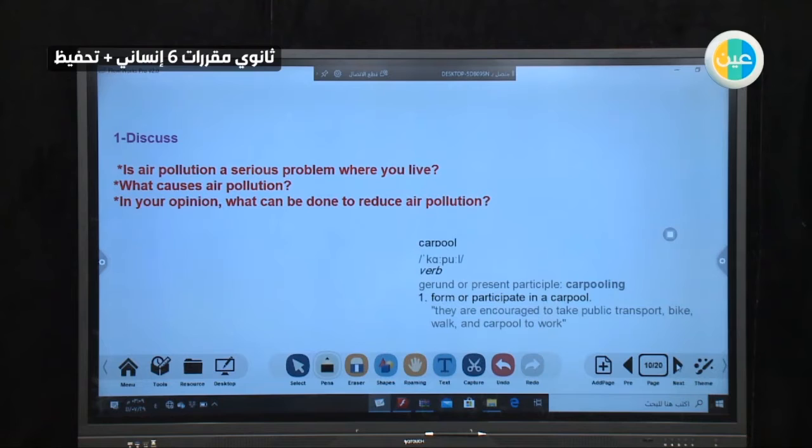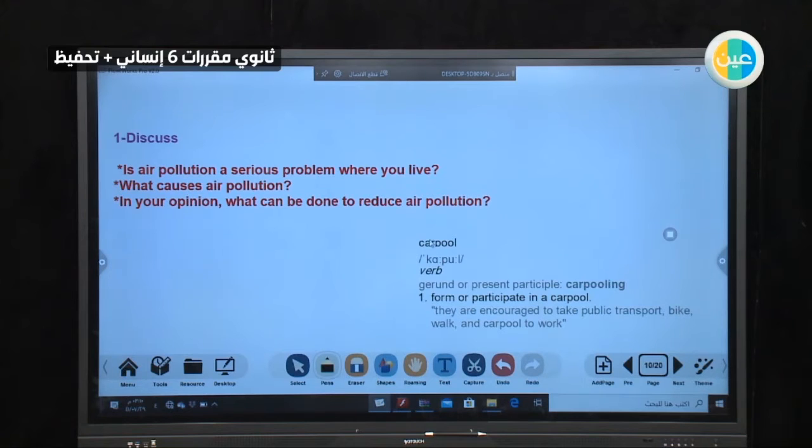Question number 2: what causes air pollution? In general, what causes air pollution? Well, air pollution can be caused by factories, exhaust fumes from cars and air traffic, from cars and factories, also air traffic near airports.